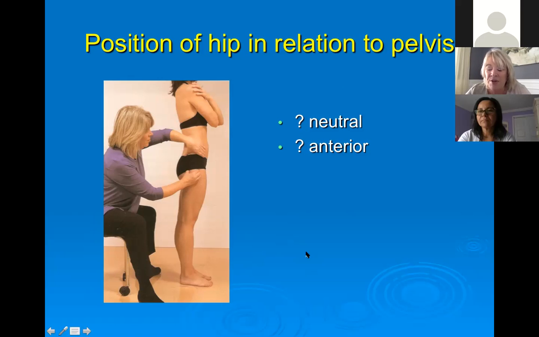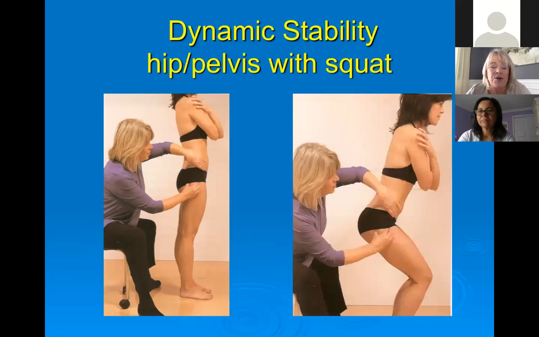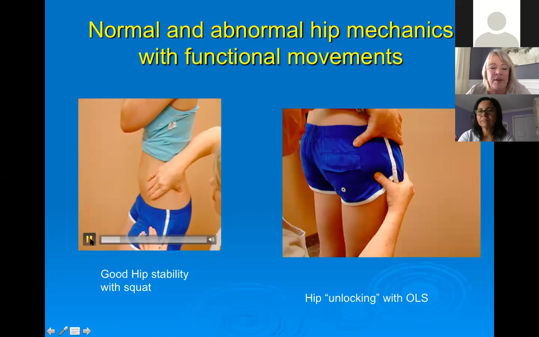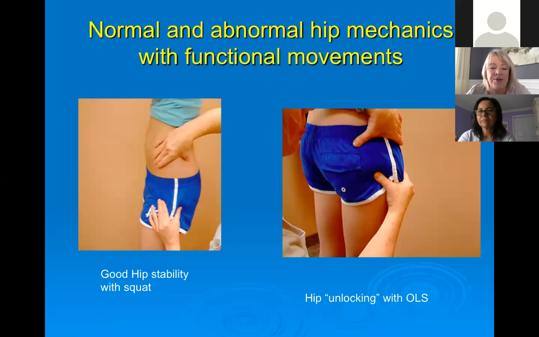Now, what happens with motion though, okay? When you go into a squat position, the hip should stay centered in relation to the ilium. So we should see or feel no anterior slide, no internal rotation, okay? That's a normal test. This is the optimal biomechanics for the hip in squat. So here, in terms of a more dynamic view, is the good hip stability with the squat that you see. There we go, stays nice and centered, beautiful, okay.